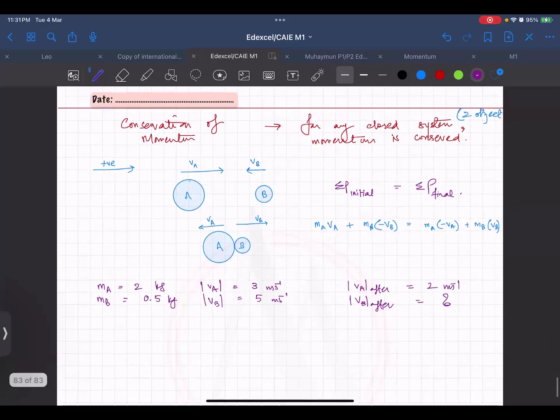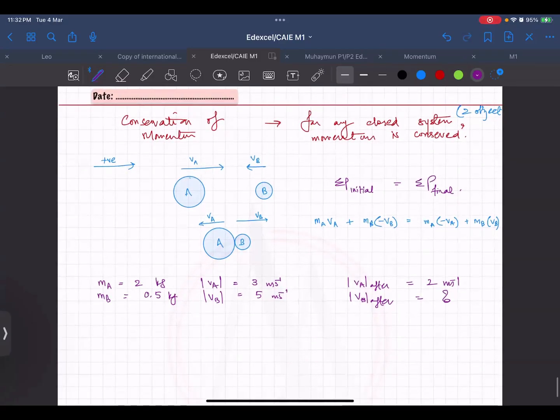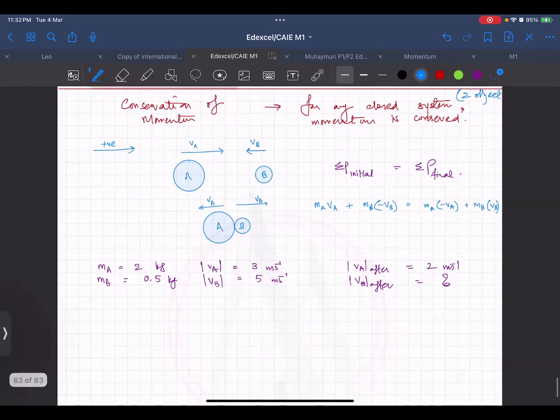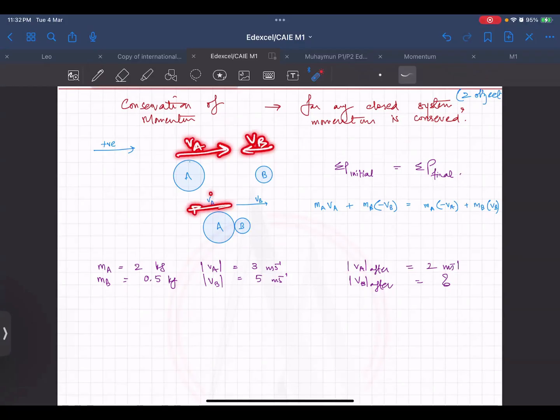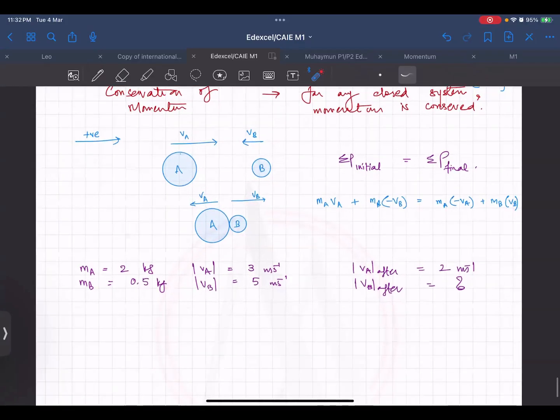Here also we would have to assume the direction initially. If we get a positive answer, we would say that yes, the assumption was good. If we get a negative answer, this means that the assumption was the opposite, so the direction is changed. Otherwise, your answer would be correct. So we consider the directions of motion in the example as they have given to us, VA, VB initially and finally. We use the same directions of motion right now as in the example.